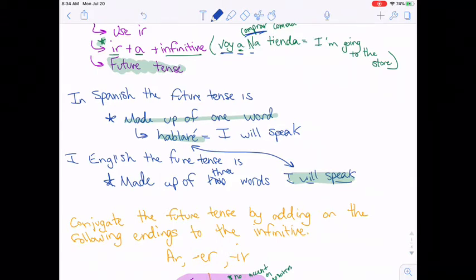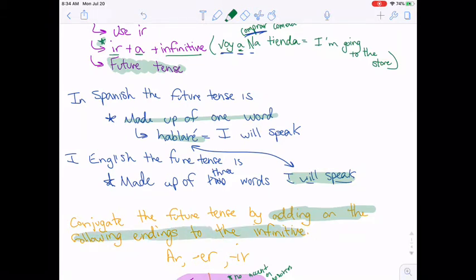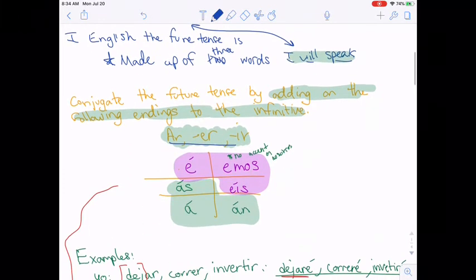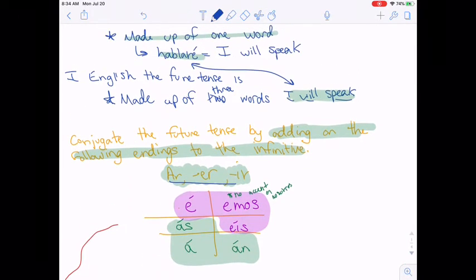The way that you conjugate the future tense is by adding on the following endings to the infinitive. So you're not dropping anything from a verb. What you're doing instead is adding on to the infinitive. The AR verbs, ER verbs, and IR verbs all have the same endings. They go as: é, ás, á, emos, án.